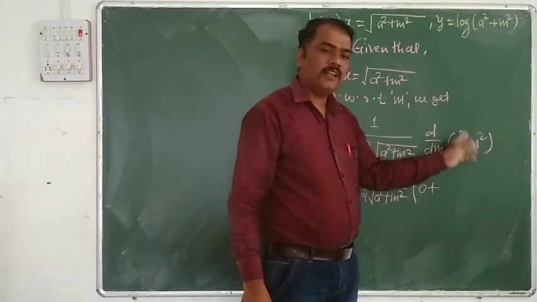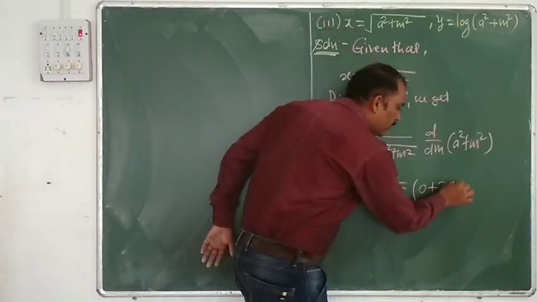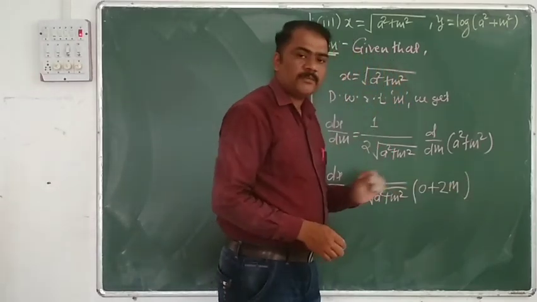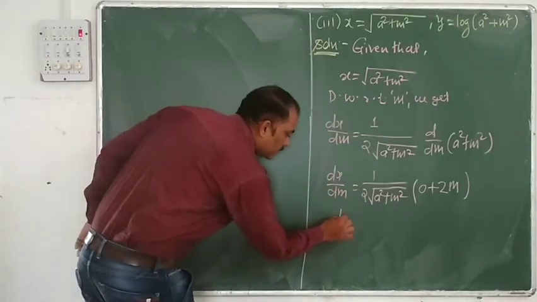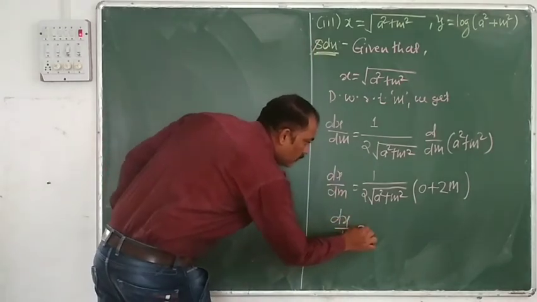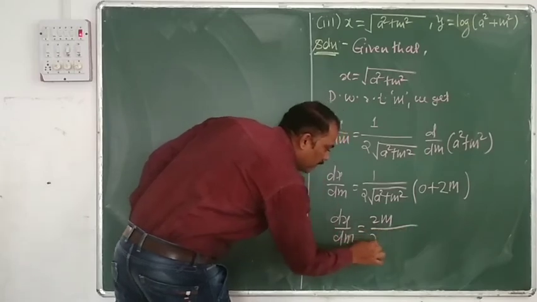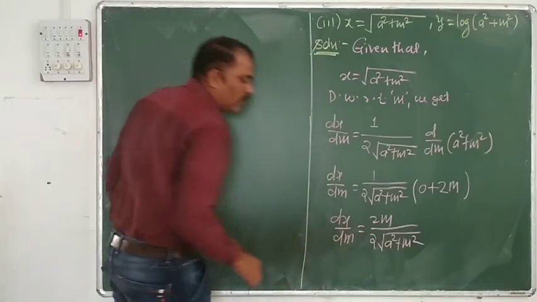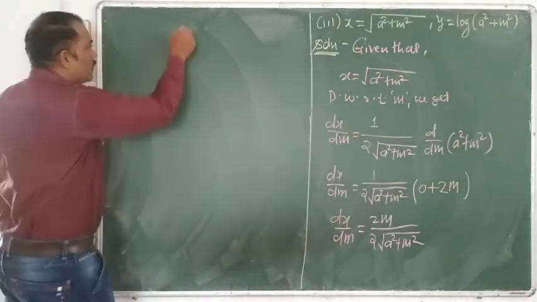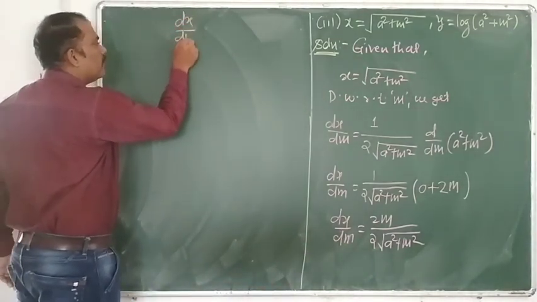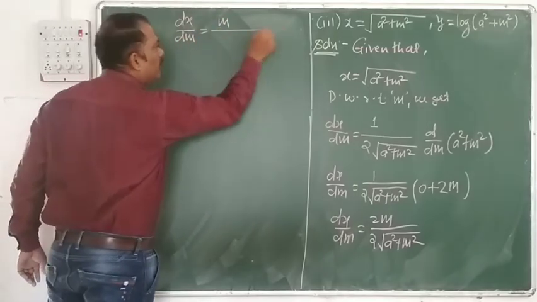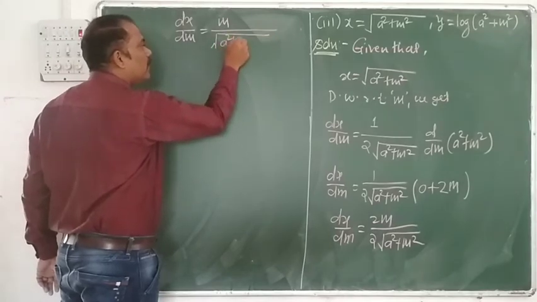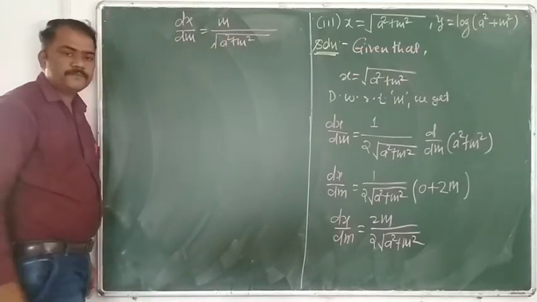What is the derivative of m square? The power comes down, and 2 minus 1 remains 1, so it is 2m. 0 plus 2m is 2m. So dx by dm is equal to 2m divided by 2 times under square root of a square plus m square. The 2 cancels the 2, so dx by dm is equal to m divided by under square root of a square plus m square.